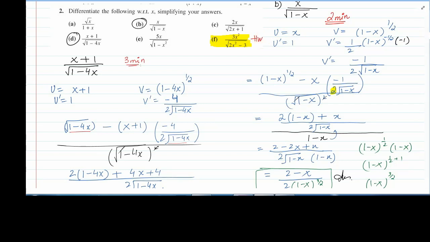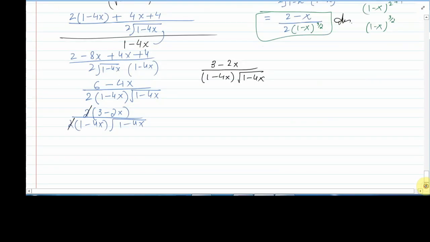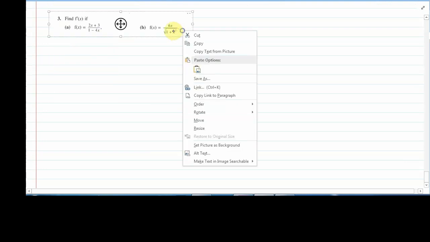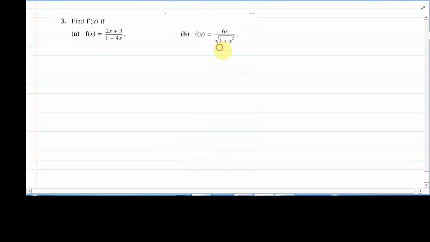All right, so moving on to the next question. It's question number 3. The same concept question. Question says find f dash x. It means dy by dx, right? For the first part, f of x is equal to 2x plus 3 divided by 1 minus 4x.